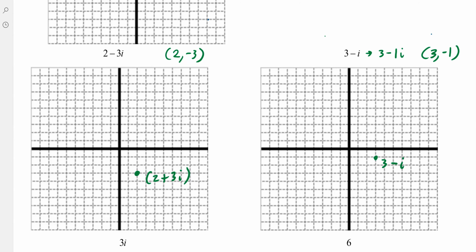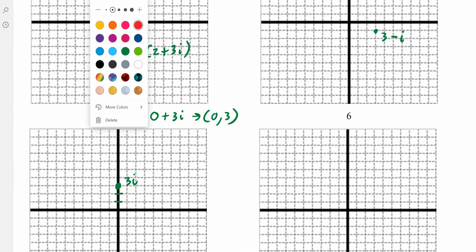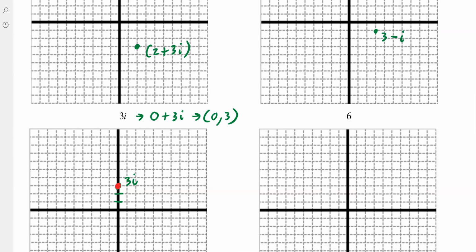So 3, negative 1. So that would be the location of 3 minus i. And that's it. What if you have just 3i? Well, 3i means that we don't have a real part. So this is really 0 plus 3i, which gives us our location of (0, 3). And that makes sense because we already knew that that would be 1i and 2i. So 3i goes right there.